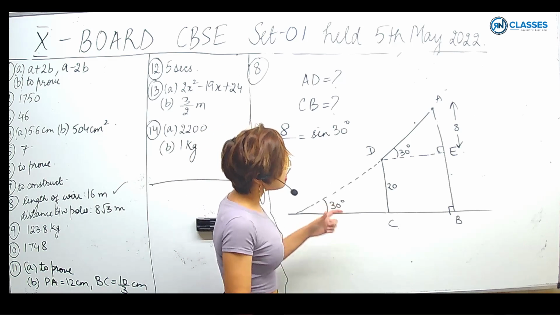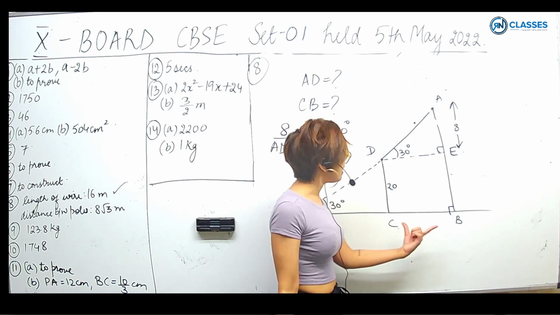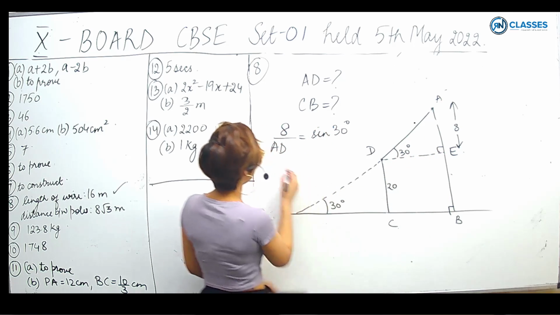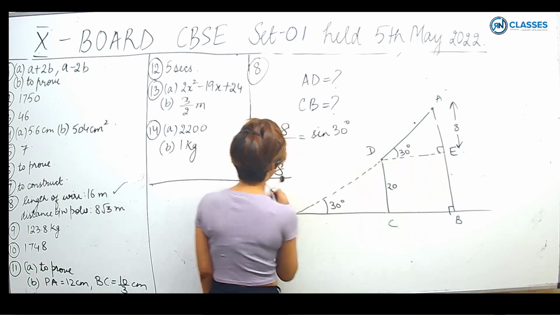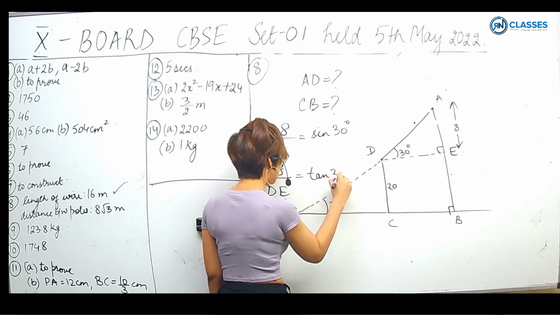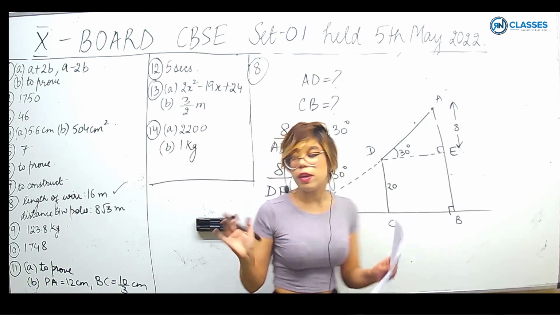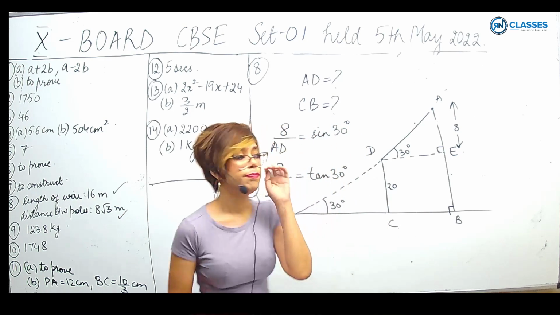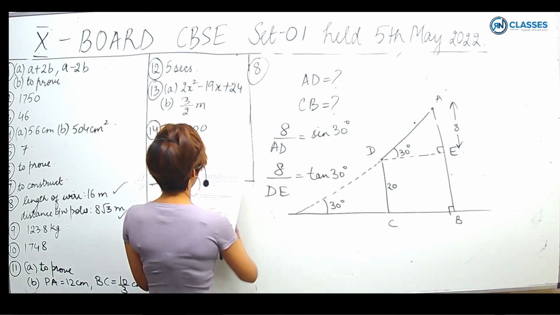Now, I am interested in CB also. Now, you can see CB is nothing but DE. So, in the same triangle, you can say 8 by DE is equal to tan 30. You know that tan 30 is 1 by root 3. Substitute it and you will get your distance between the poles at 8 root 3 meter. Alright, let's move on to the next one.